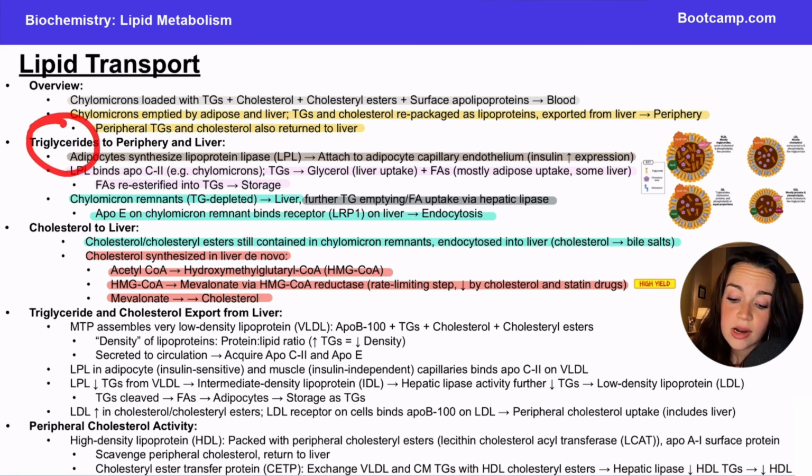So now we have our triglycerides in the liver, we have our cholesterol in the liver. What happens once those things are in the liver?